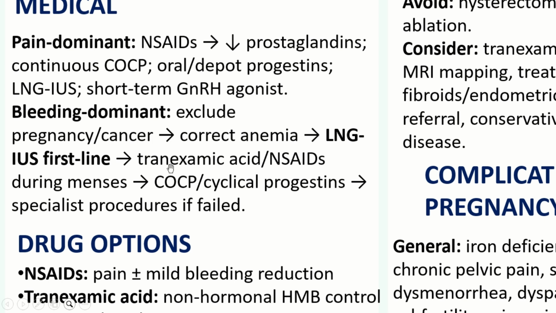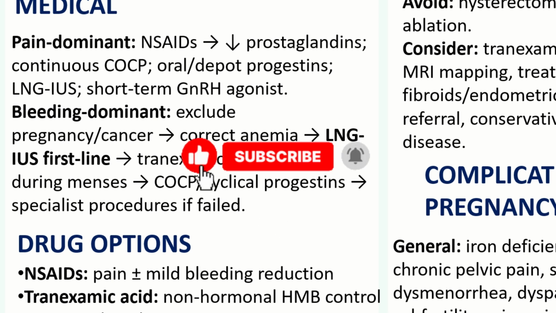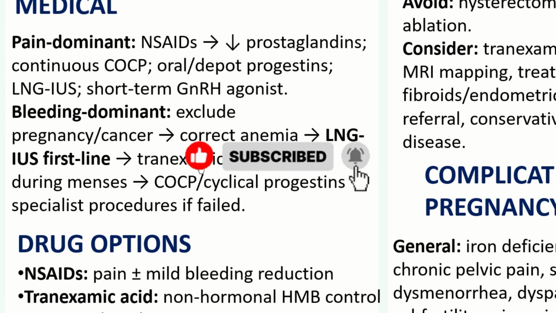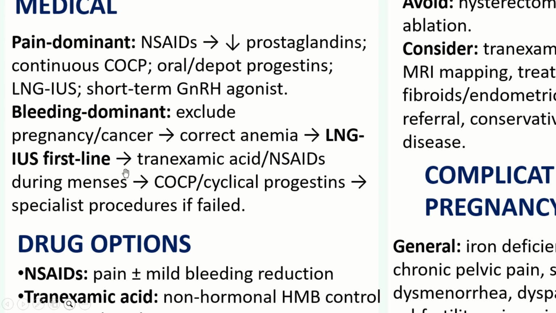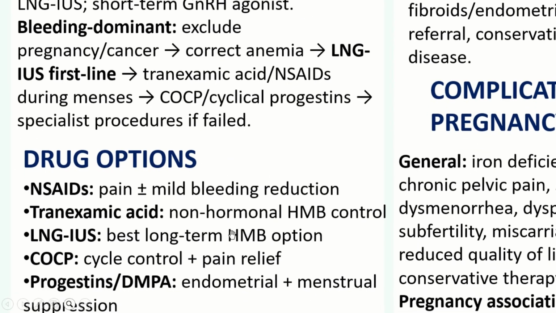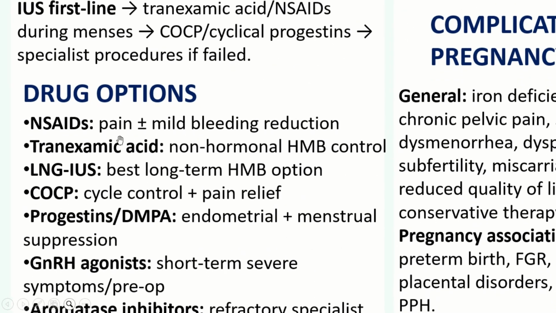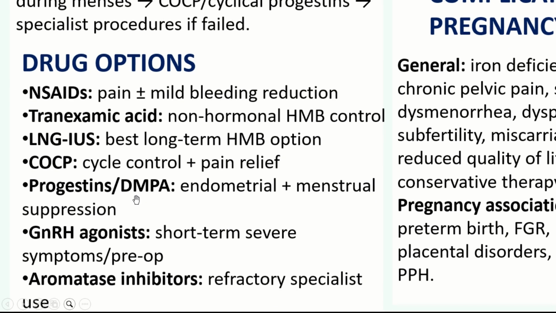The tranexamic acid is going to help with stabilizing the clots, and that is going to reduce the bleeding from the adenomyosis, and that is going to help prevent the anemia. Then the combined oral contraceptive pills and cyclic progestins are also going to do the same things. And then some specialist procedures are done if this fails. So in the drug options, you have the NSAIDs, you have the tranexamic acid, you have the levonorgestrel intrauterine system, you have the COCPs, you have the progestins or the DMPA.